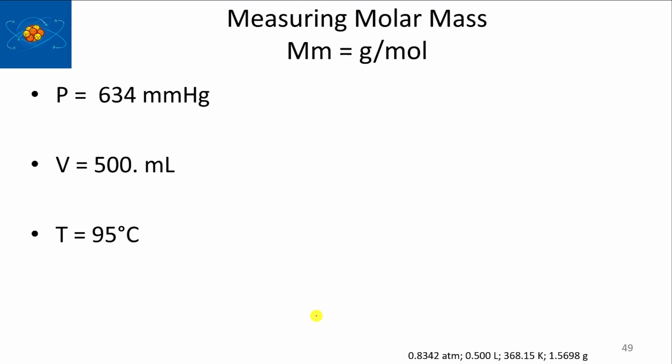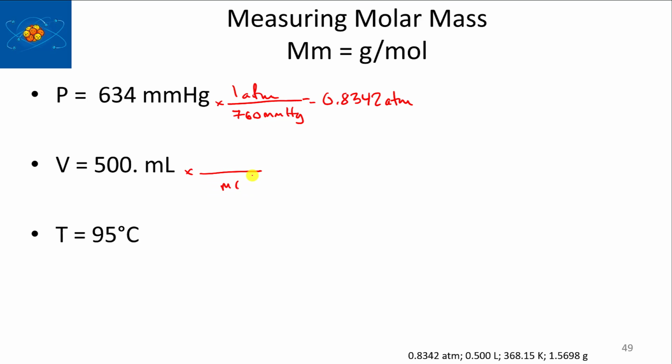So let's go ahead and do the calculation. I just pulled the data off the previous slide so I wouldn't have to remember. And so we're going to calculate the moles. In the moles, we need to go to 760 millimeters of mercury. We need the pressure in atmospheres again. That's going to be 0.832 atmospheres.